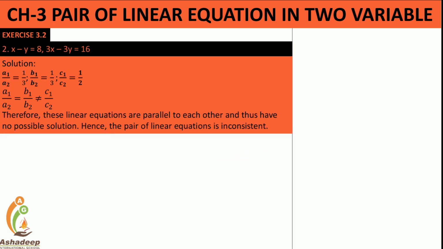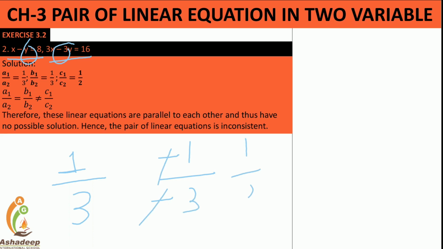Now let's move ahead with another sum: x minus y is equal to 8 and 3x minus 3y is equal to 16. What is the value of a1? 1. What is the value of a2? 3. What is the value of b1? That is minus 1. Upon what is the value of b2? That is minus 3. So minus minus cancel and the answer is 1 upon 3.